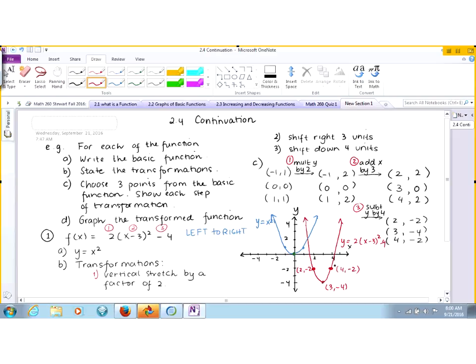This is 4, comma -2, 2, comma -2. All right. Do you see that the graph is vertically stretched? It's taller? Yeah. Okay. And this is shifted right 3 and then down 4. Interesting? Do another one? Let's do another one.